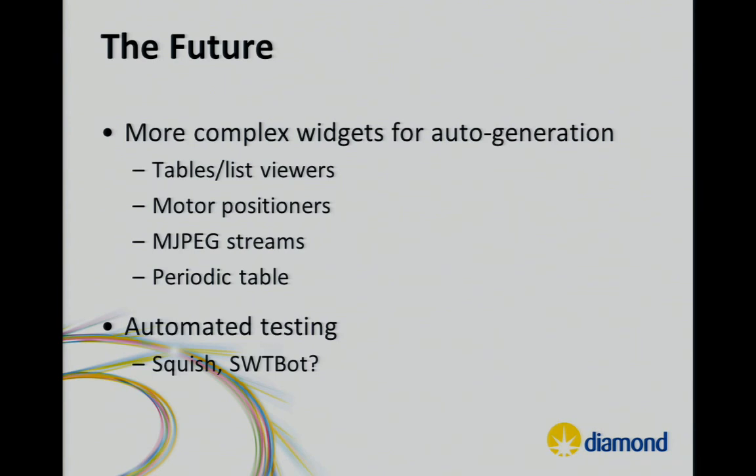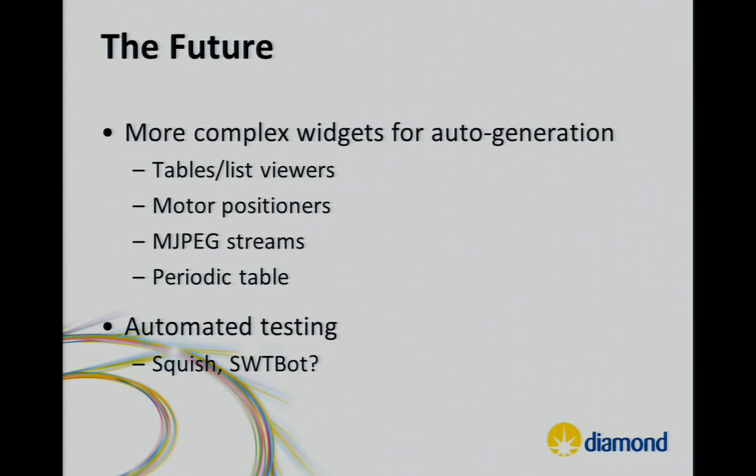So the first thing we need is more complex widgets for the auto generation. A key requirement we can't handle at the moment is collections. If you have a field in the bean that's a collection, then at the moment we just render nothing in the GUI, but we want to be able to do a table or a list viewer, which is why I was interested to see Jay's talk about the NAT tables. We might have to have a look at that as a possibility.